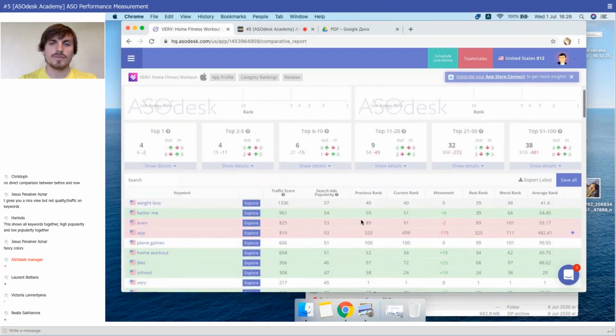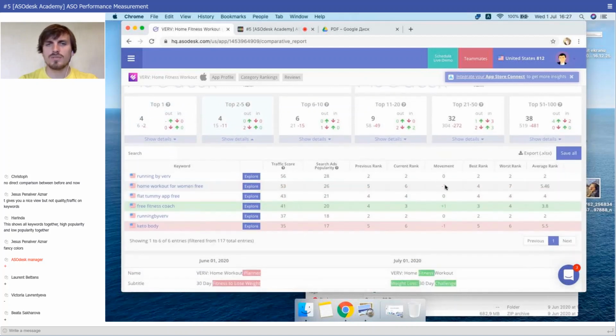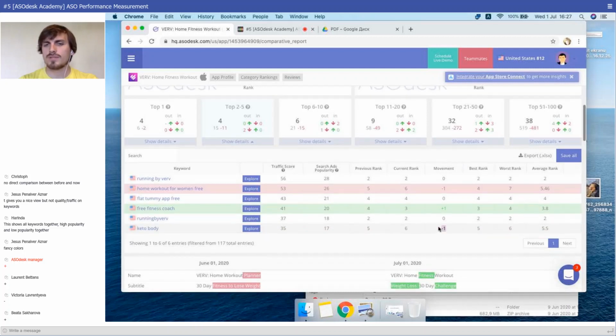And with this function, we can easily understand the changes, which keywords were moving in and moving out of this zone. So we see the top 1 didn't change at all. Top 2-5, we see that, as I've said, home workout for women free lost one position, and now it's current rank 6. But free fitness coach moved one position, and they are now number 3, before they were number 4. Again, keto body, as we mentioned, they lost one position by this keyword, and they are number 6.